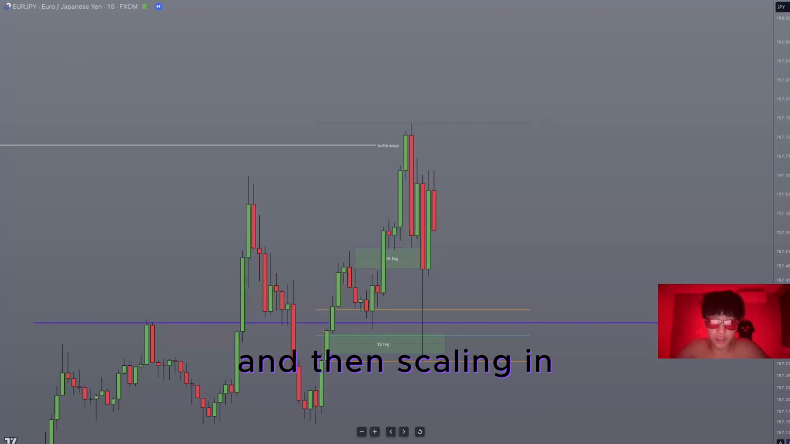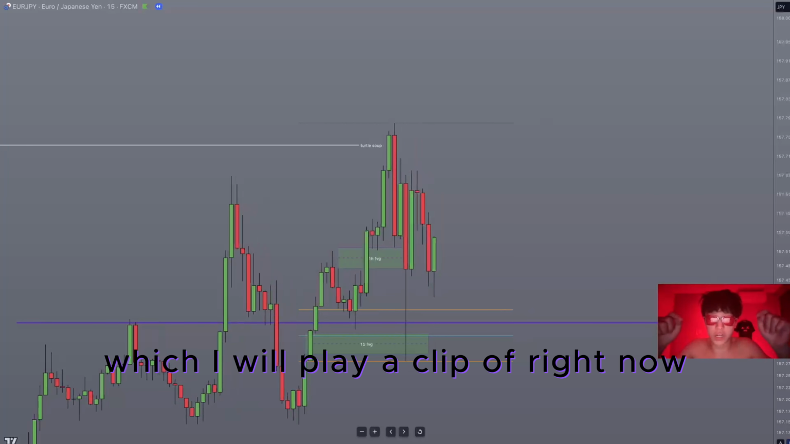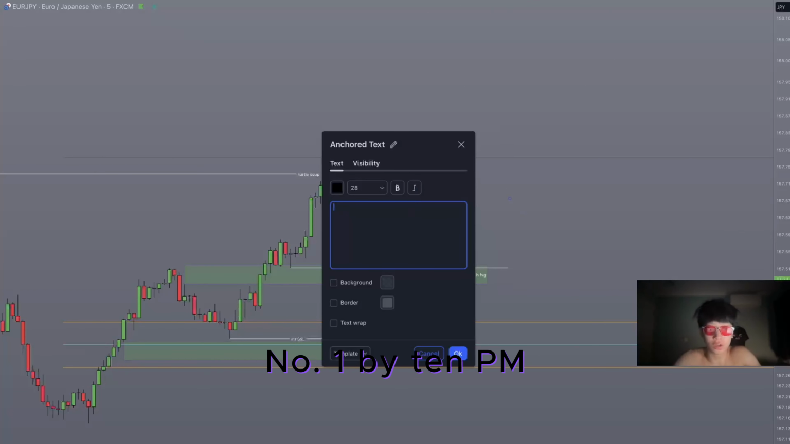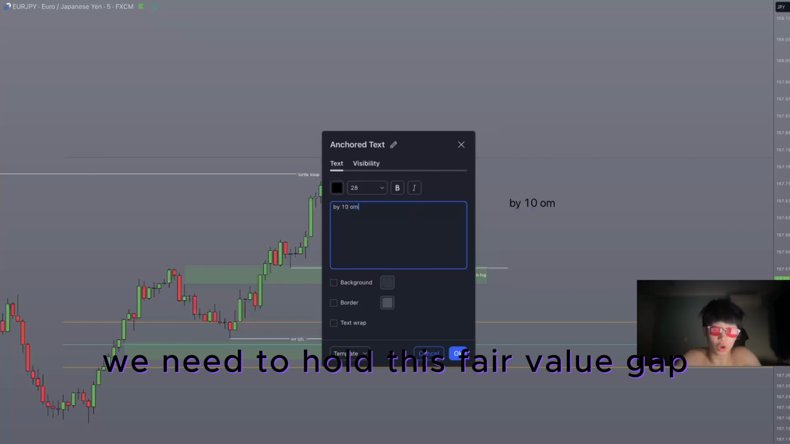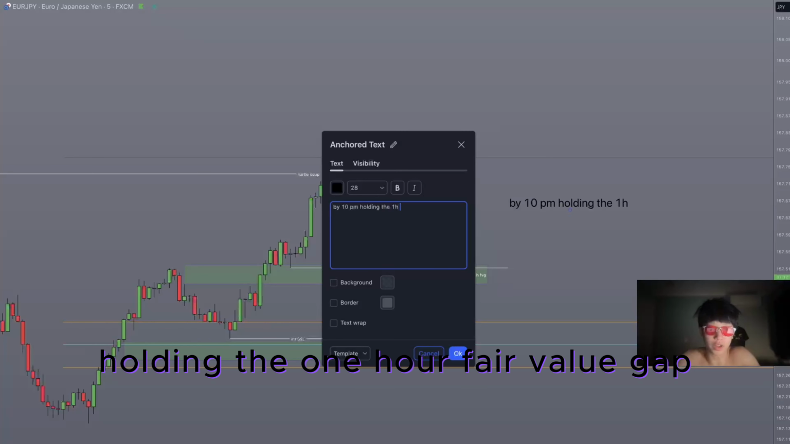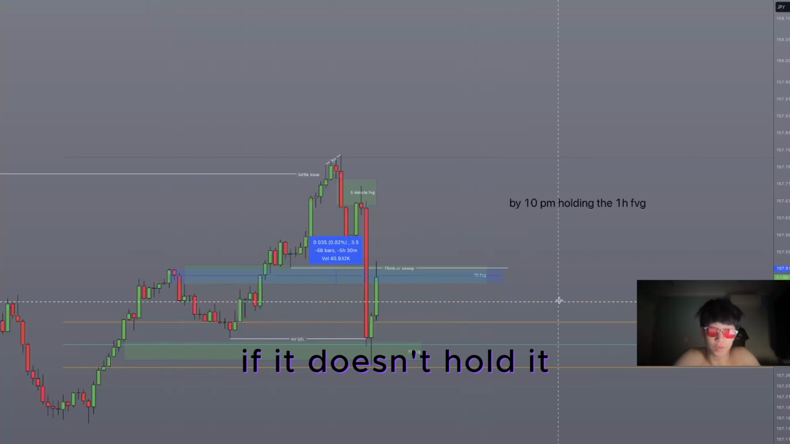Yeah, and then scaling in, there's a few things I did right, which I will play a clip of right now. So there's a few things that I need for this trade. Number one, by 10 PM, we need to hold this fair value gap, the 1 hour fair value gap. This one right here, we want to see this get held. If it doesn't hold it, then we're not in.